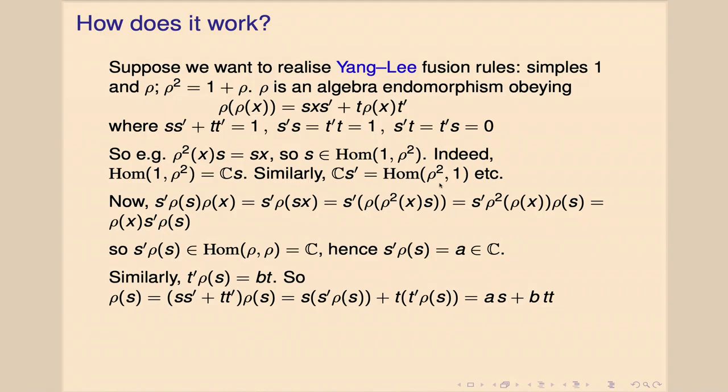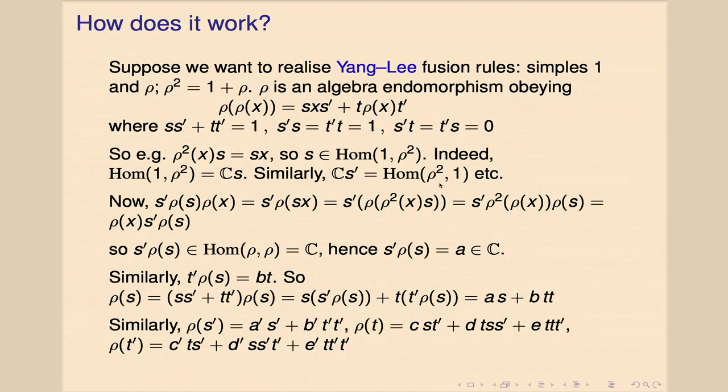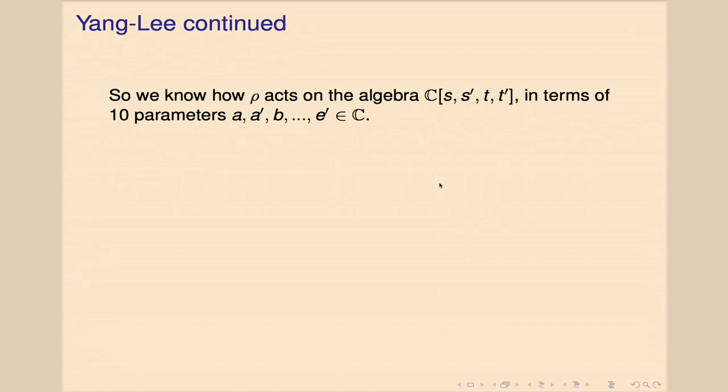And similarly, I'm not going to show the work, but you don't need anything. You can all do this yourself if you want. You can find out what rho of S prime is, rho of ST, rho of T prime is, in terms of in total 10 complex numbers. So if you have 10 complex numbers, which are at this point unconstrained, then you know what rho does to S, S prime, T, T prime. And so that means that you know by the algebra endomorphism property, you know, my slides I'll release. You can ask for them whenever you want, except in the next hour, and I'll give them to you.